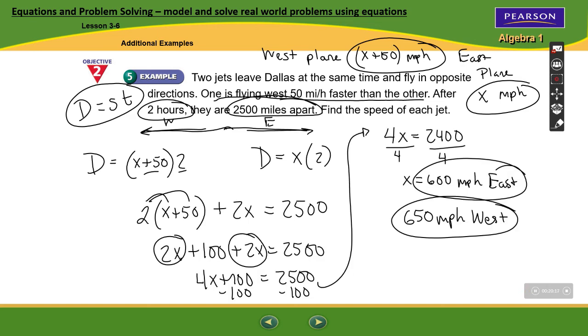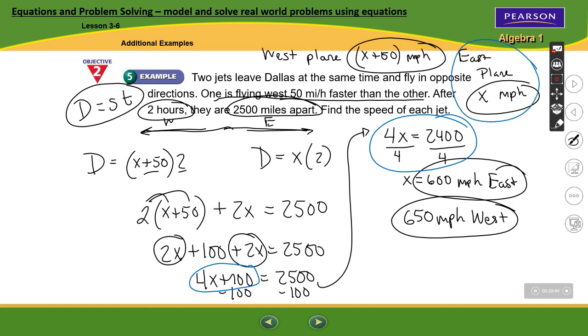Okay, so as you can see, I have solved the equation. Again, my first step was to distribute the 2, and I get 2x plus 100 from doing that. Then my next step was to combine those two 2x's so I only have one term with a variable. So I did that here, and I got 4x plus 100. At that point, it's business as usual, subtract 100 from both sides, divide by 4 over here, and you can find out that x equals 600 miles per hour. We called that the east plane, so that one's going 600, and if that one is going 600, then this one over here, the westward bound plane, is going 50 miles per hour faster, so 650 miles per hour west. And we got our two answers.